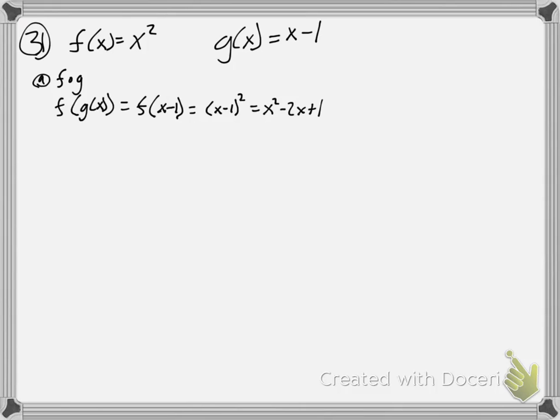Next, they're asking for g of f, which I would rewrite as g of f of x. I think it's so much neater. And so that gives me g of x squared, because f of x is x squared. So therefore I'm going to take the x and replace it with x squared. And now I have x squared minus 1. And that's it as far as that one goes.